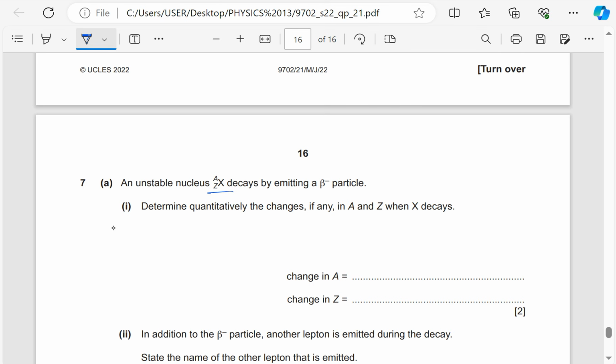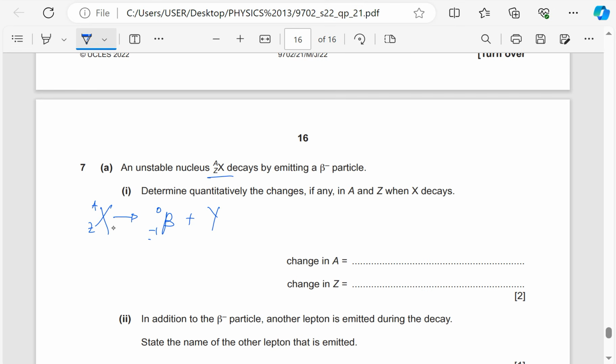An unstable nucleus AZX decays by emitting a beta minus particle. So let's write an equation. X with A and Z is giving us a beta minus, which is 0, -1. Let's say the new nucleus formed is Y. Of course, beta minus is always accompanied by an antiparticle, which is going to be an antineutrino. Let's balance this. So this will remain A, and to balance the equation, this will be Z plus 1.